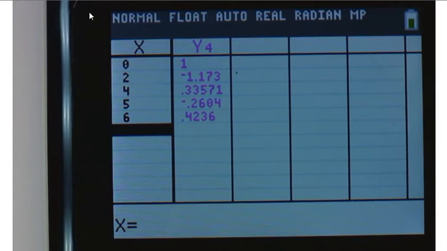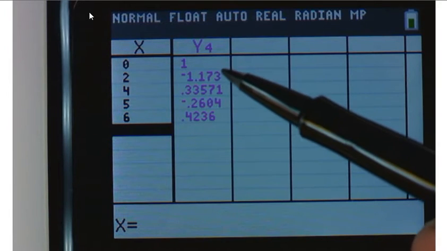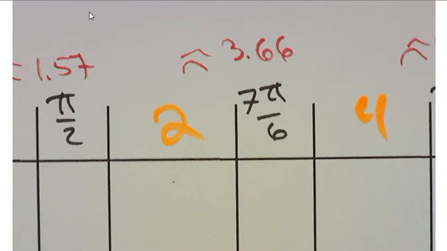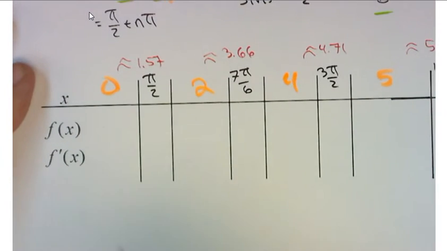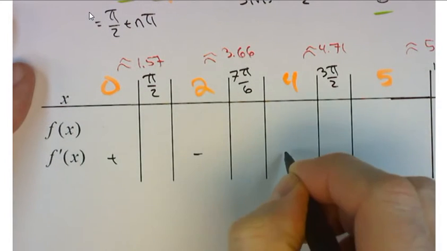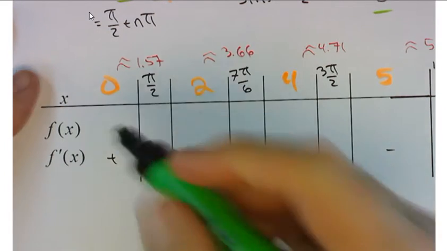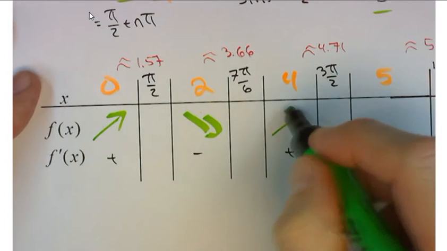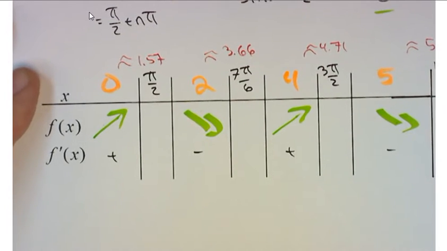What you should notice is not the exact numbers, but the sign of those numbers. Positive, negative, positive, negative, positive. They alternate. You had 4 points, that gives you 5 intervals. So positive, negative, positive, negative, positive. So the function is increasing, decreasing, increasing, decreasing, and then increasing.